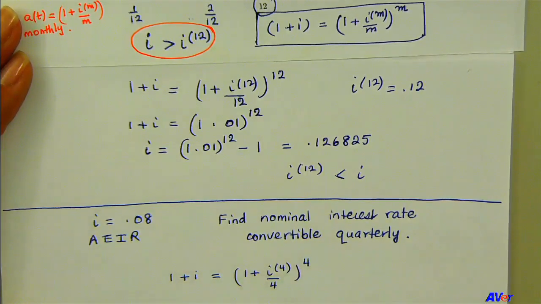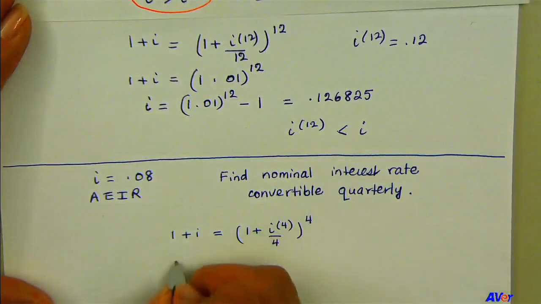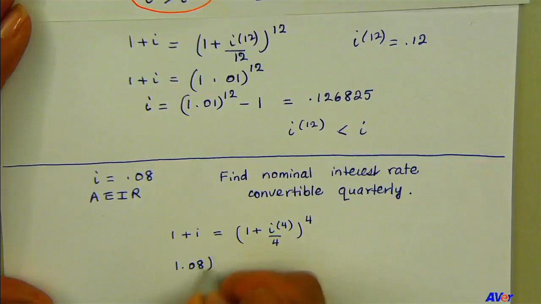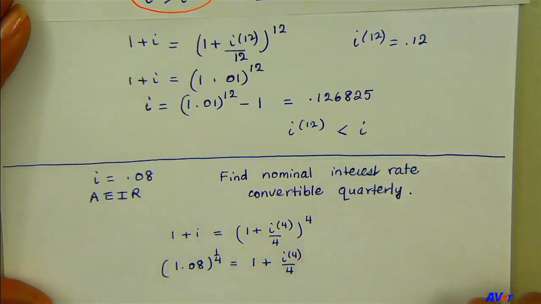Right. Do you agree with this? Okay. So 1.08 to the 1/4 equals 1 plus i4 over 4. Bring the 1 to the other side. 1.08 to the 1/4 minus 1 equals i4 over 4. Therefore, i4 is equal to 4 times 1.08 to the 1/4 power minus 1.